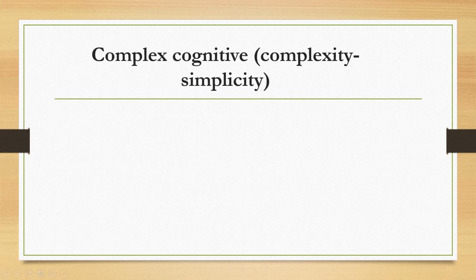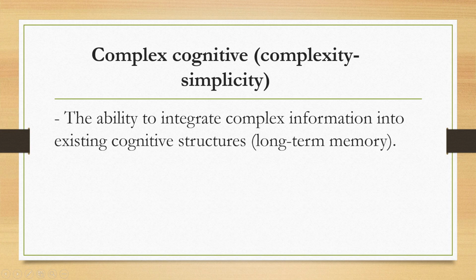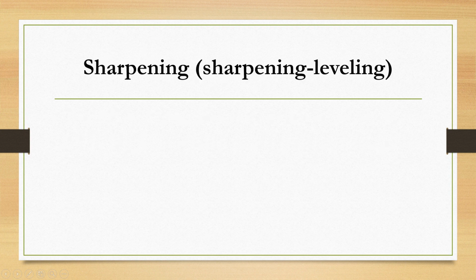Another cognitive structure is complex cognitive, complexity simplicity. This is the ability to integrate complex information into existing cognitive structures, long-term memory. Next is called sharpening leveling.